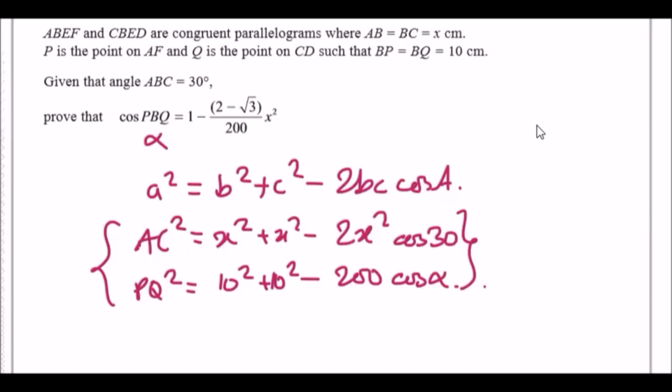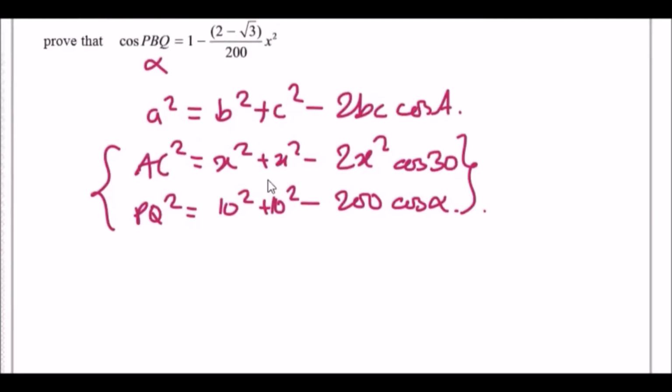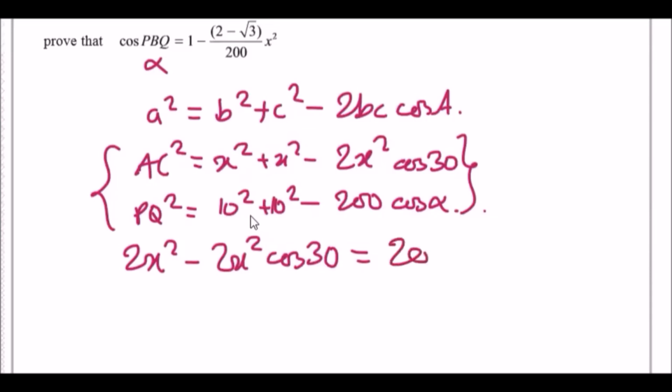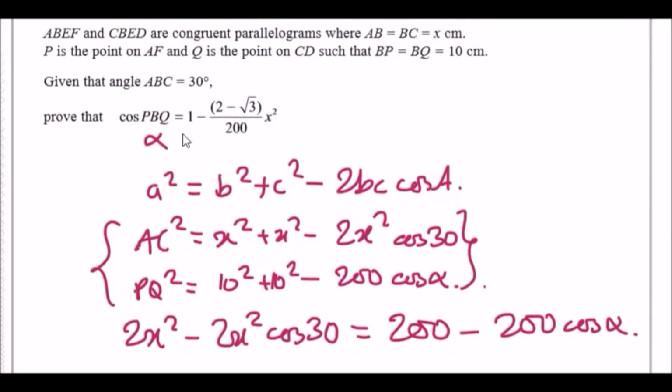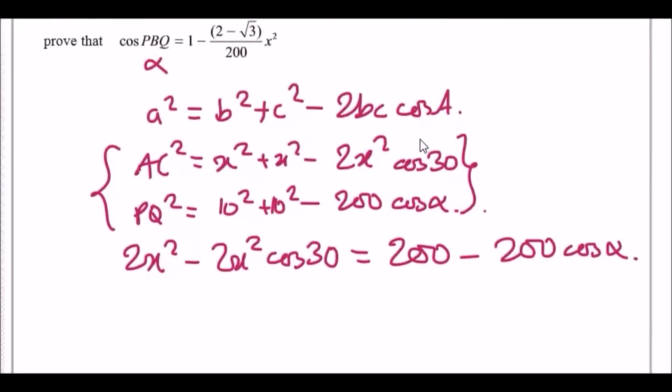Now, because we know that AC and PQ are equal, of course the squares will be equal too. This means that these two equations are equal to each other. So we can say that 2x squared minus 2x squared cos 30, we'll get to cos 30 in a second, must equal 10 squared plus 10 squared, so 100 plus 100, which is 200, minus 200 cos alpha. Okay, so not so bad. Looking back at the equation, let's go ahead and deal with it.